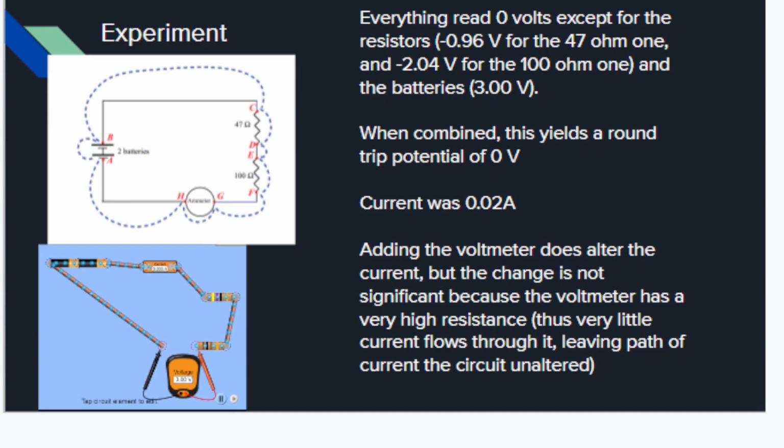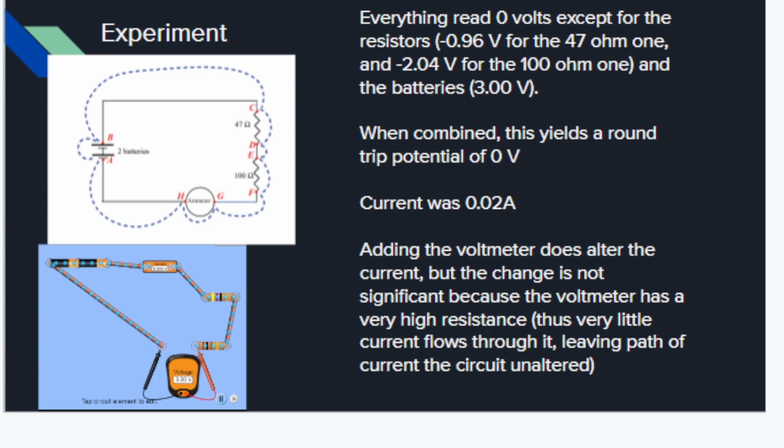Here's the next part of our experiment. It was where we found the round trip potential, and basically everything read 0 volts except for the resistors, with negative 0.96 volts for the 47 ohm resistor and negative 2.04 volts for the 100 ohm resistor. The batteries, of course, were 3 volts, and whenever you combine these numbers, you get a round trip potential of 0 volts, which lines up with the loop rule, where V loop equals 0. The current, of course, was 0.02 amps.